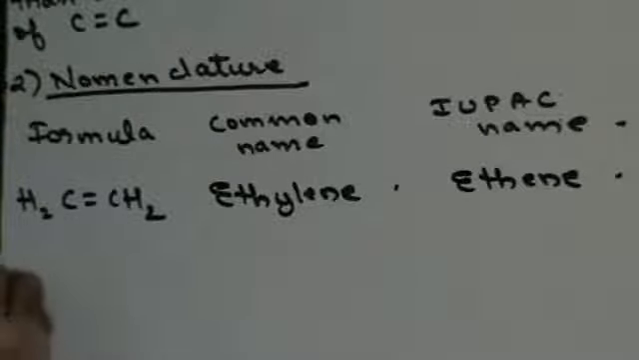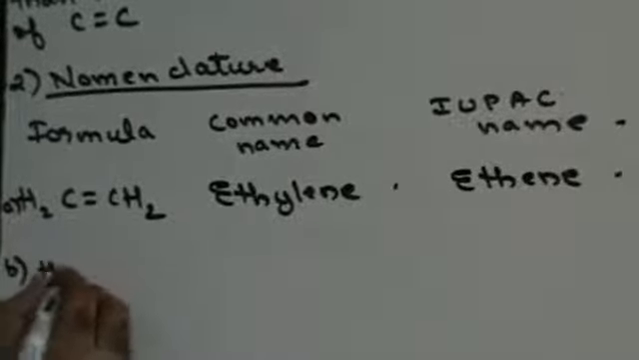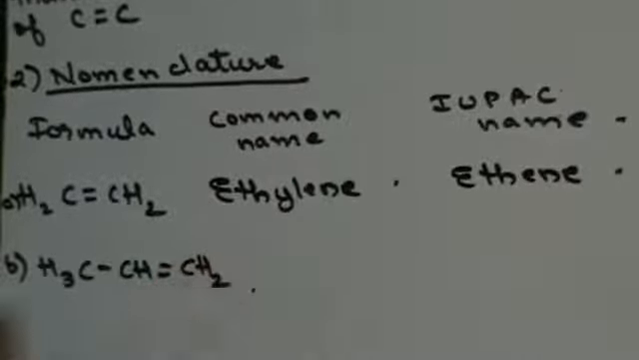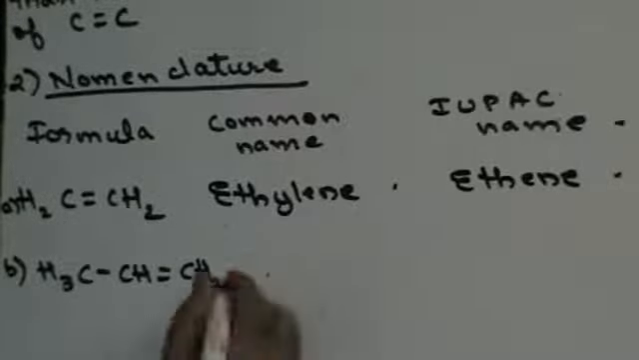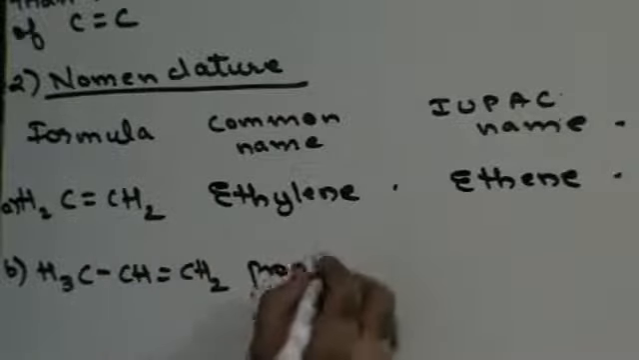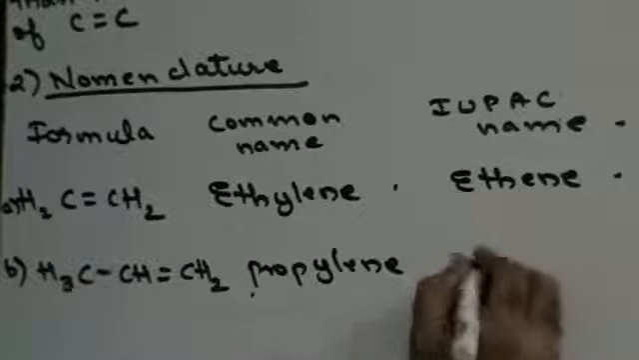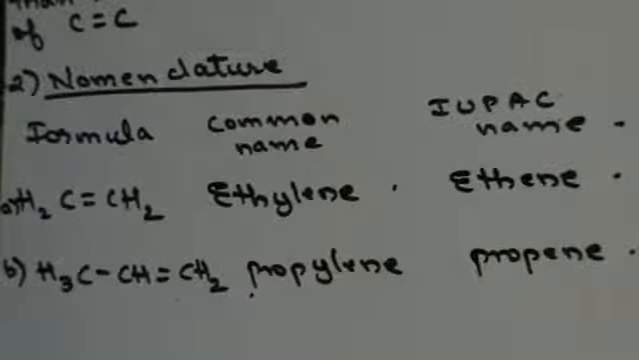Fine. Next, let us see another one. H3C CH=CH2. Count the number of carbon atoms. How many carbon atoms? 3. 3 carbon atoms, that means prop. Right? Common name, there's a double bond here, so YLENE, so this will be propylene, right? 3 carbon atom, therefore prop. IUPAC name, therefore ENE, right?